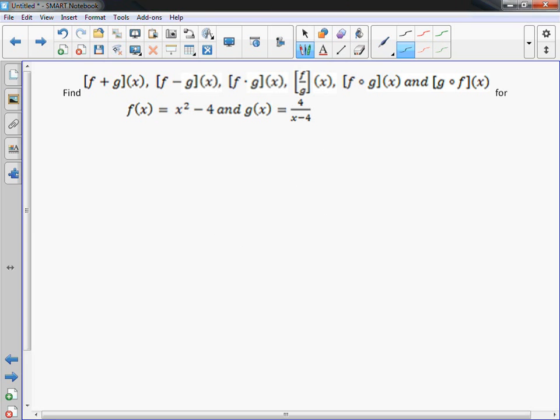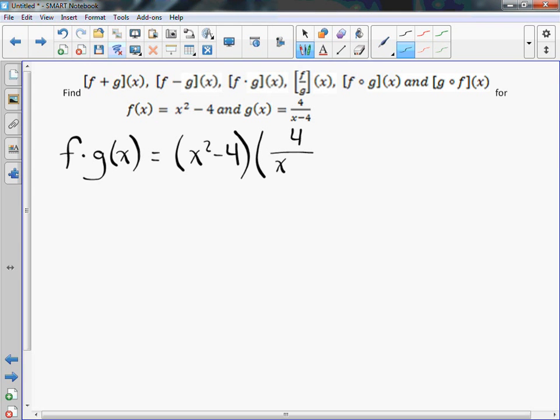Now multiply. f times g of x. Okay? Well, that says to take f times g of x. Well, f isn't really written as a fraction, so let's write it as a fraction. Let's put it over 1. And now the rules with fractions when you multiply them is to multiply straight across. So I'm going to multiply the numerator of f, which is x squared minus 4, times the numerator of g, which is 4. So I'm going to take 4 times x squared minus 4.